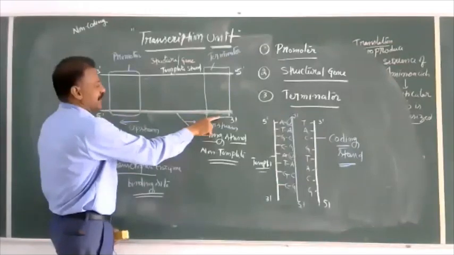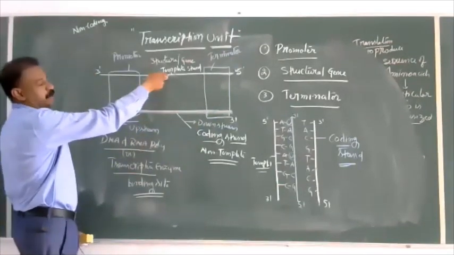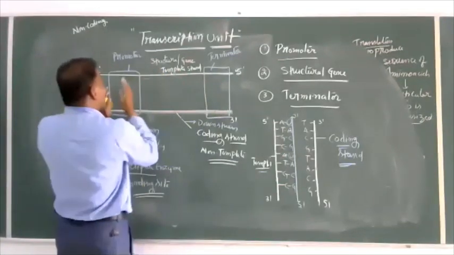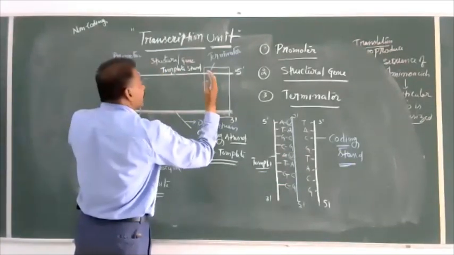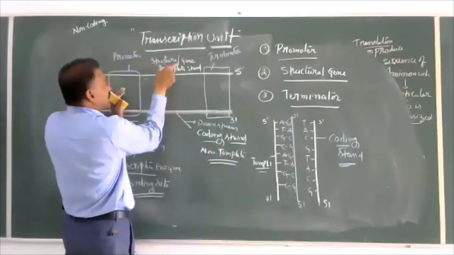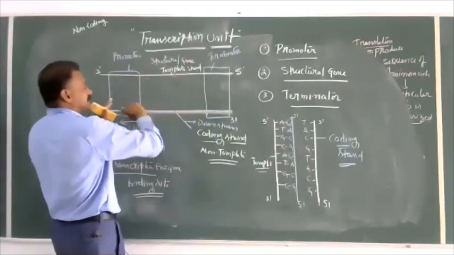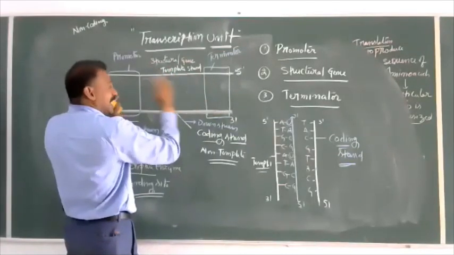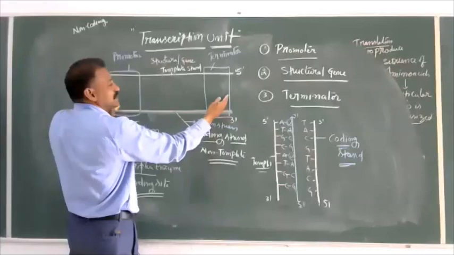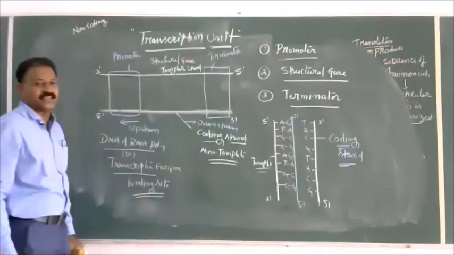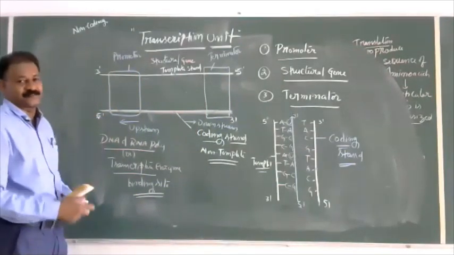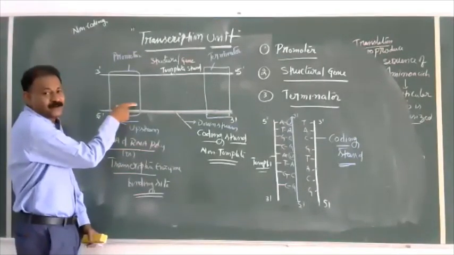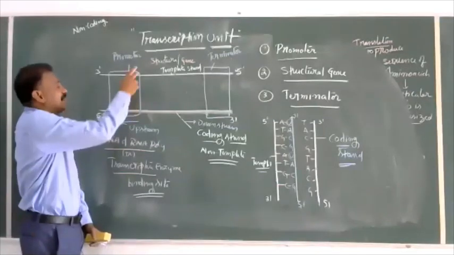Upstream, downstream. Coding strand, template strand. The regions of promoter and terminator, starting and stopping, flank the structural gene. So the structural gene is flanked on both sides, covered and ended on both sides, one side promoter, another side terminator. Now another concept: the promoter is that structure which defines the polarity of the two strands.